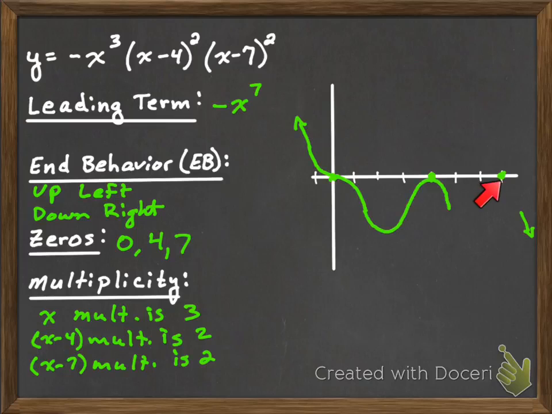Now this other one also has a multiplicity of 2, which means it is going to be tangent at this point also. So our graph is going to have to turn, go back to this other 0, it's tangent, and then goes down forever. And that is your sketch of that graph.